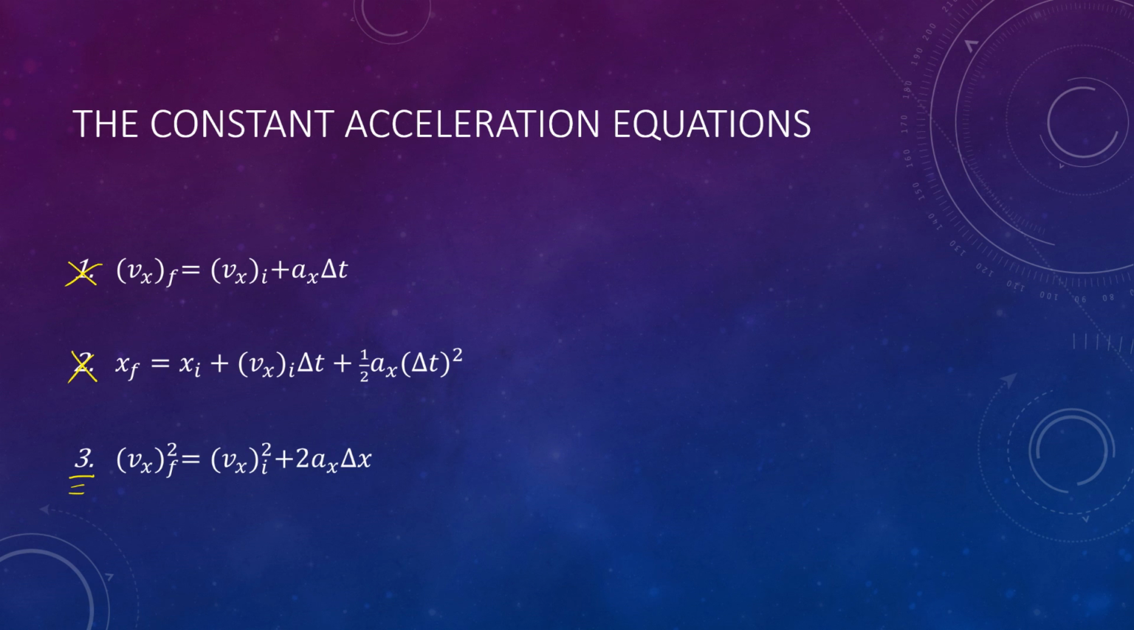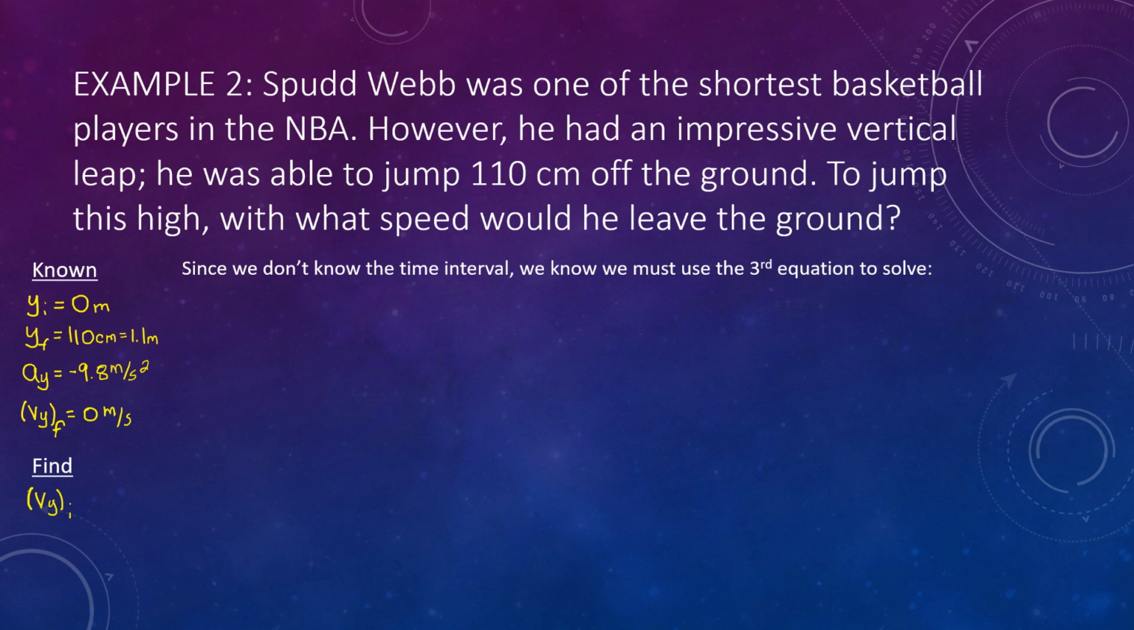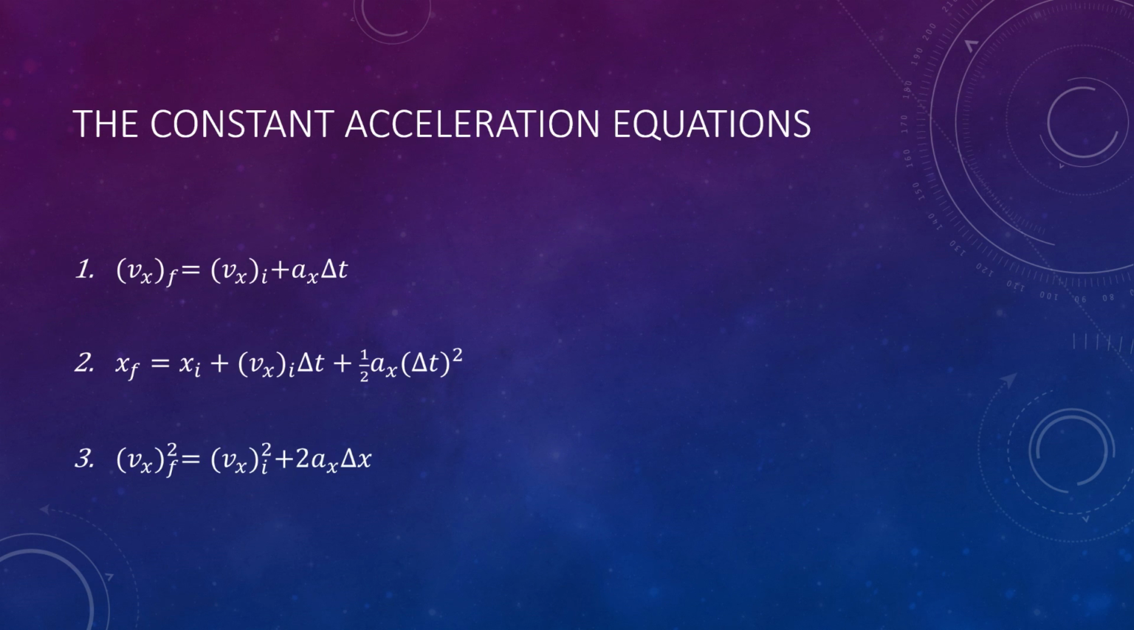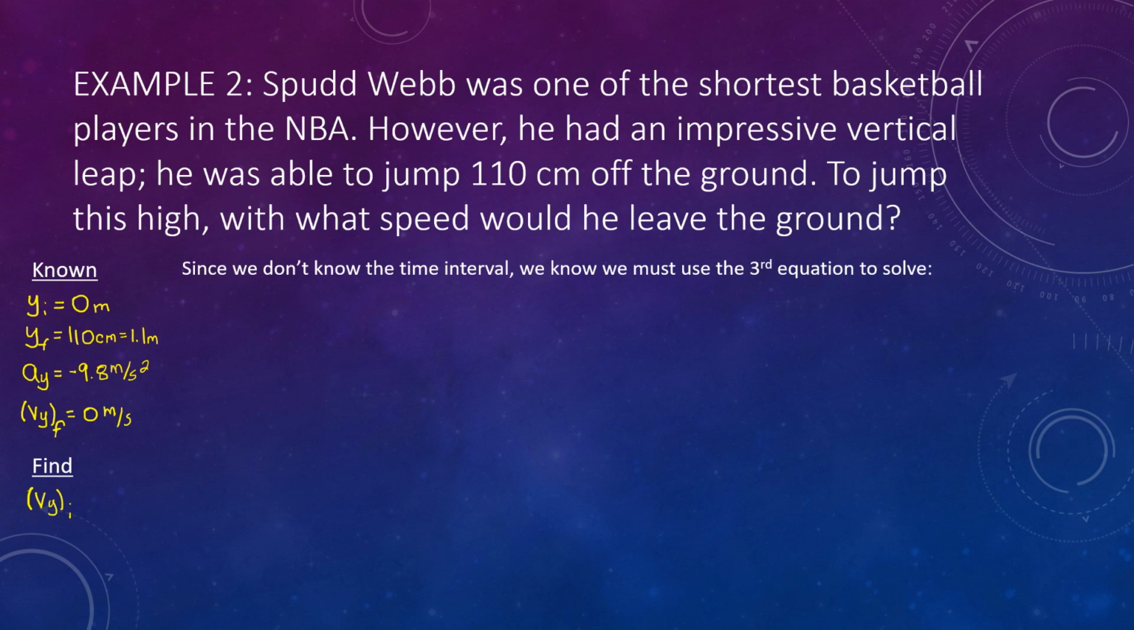And so if we're looking for the initial velocity, well, we know the final velocity, we know the acceleration, and we know the displacement of Spudd Webb. So we can solve this equation. So we don't know the time interval, so we know we must use the third equation. So let's write down that third equation, again in full, without any numbers plugged in first. Vy final squared is equal to Vy initial squared plus 2 Ay delta y.